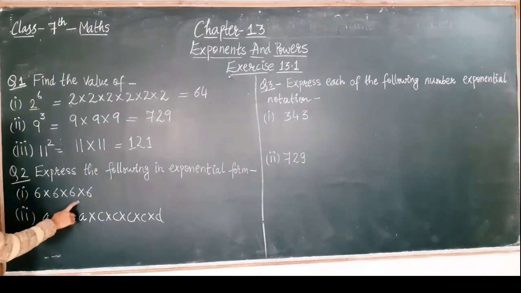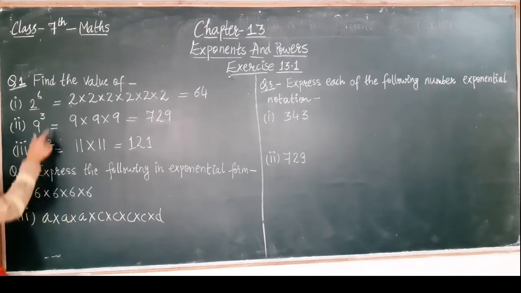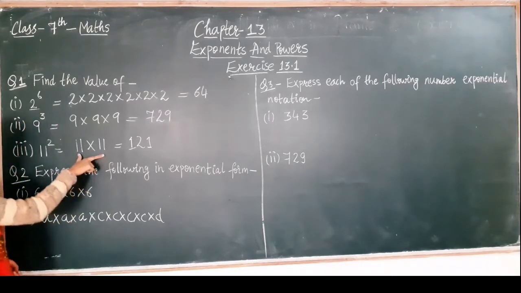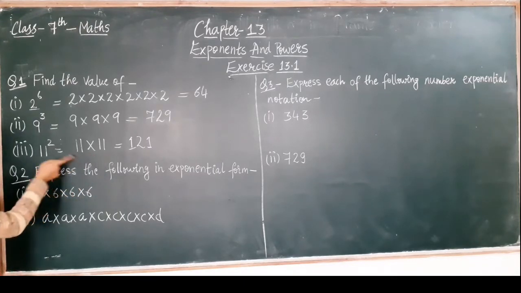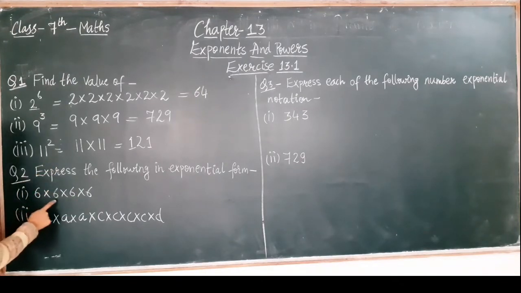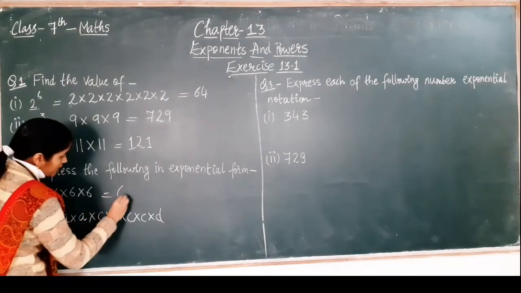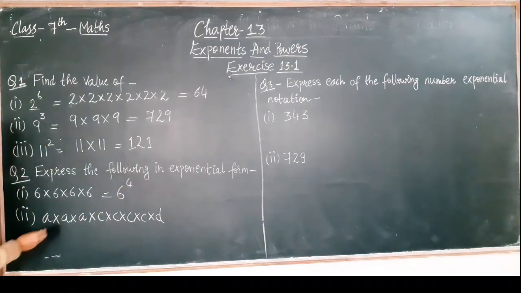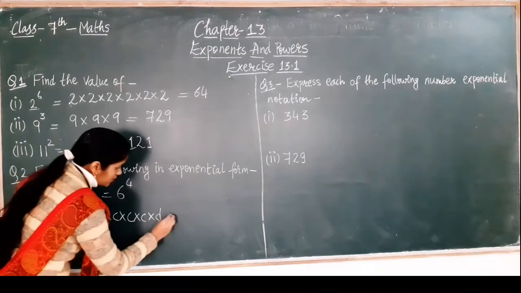So this first one we have to express in exponential form. Exponential form is this one. So in this question we have been given the value in this form and we have to write the answer in exponential form. So now we'll count how many times 6 is multiplied. 1, 2, 3, 4. So what will we write? 6 raised to 4.